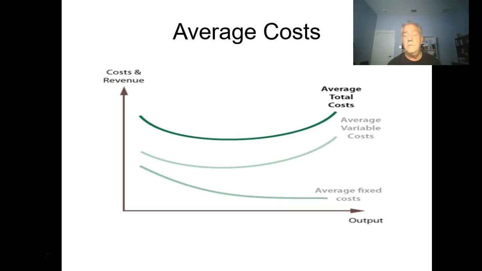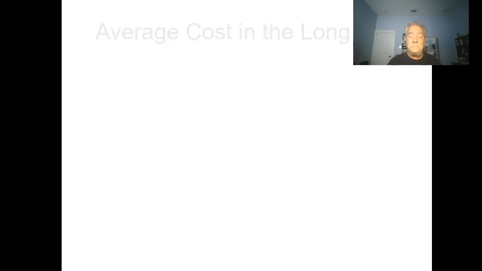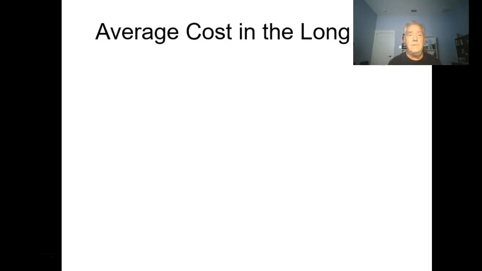So the more we produce, the key here is the more we produce in output, the lower the average fixed cost per unit goes. The variable costs are different. The variable costs tend to increase. So the impact of the variable cost plus the average fixed cost gives us the average total cost. The average total cost is a big function of the average variable cost and what happens to that variable cost. So average cost in the long run.